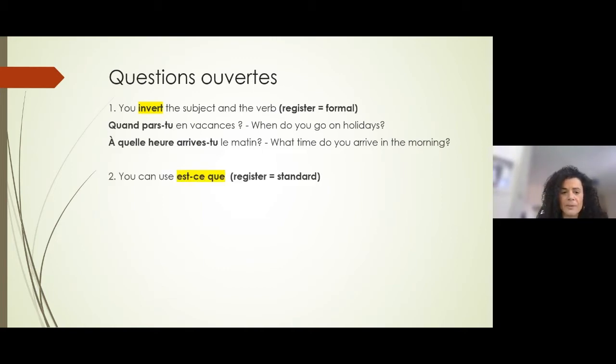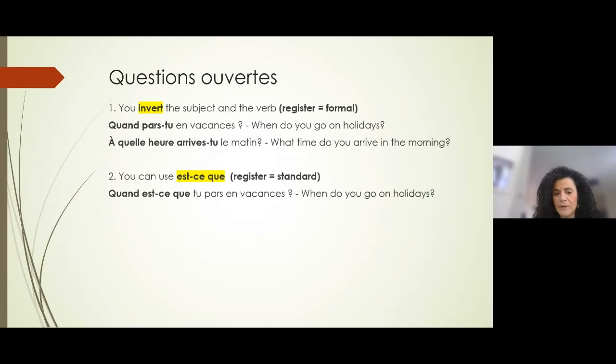The second type of question is also with est-ce. So you see, as with question fermée, we have inversion, where you invert the verb and the subject, and you also have est-ce que. So you can use est-ce que, and again, the register is standard, so you can use it in any type of situation. Quand est-ce que tu pars en vacances? You place the interrogative pronoun first, quand, then est-ce que, and the rest of your sentence. When do you go on holiday? So the meaning doesn't change, right? It's just the structure which is different.